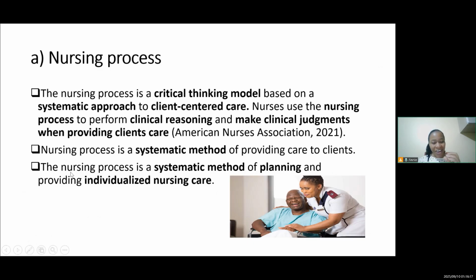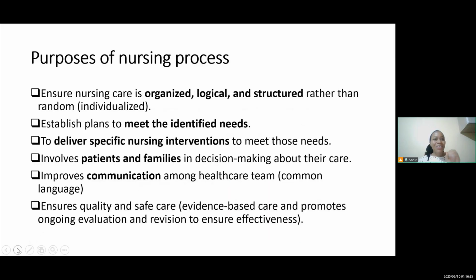And the nursing process can also be defined as a systematic method of planning and providing individualized nursing care. As we can see, nursing care is systematic and individualized, which means holistic care is part of it. What is the purpose of using the nursing process when providing care to a patient or client? It ensures that the care the nurse gives is organized, logical, and structured rather than randomized. So it establishes a plan to meet the identified needs, and also delivers specific nursing interventions to meet the needs identified.